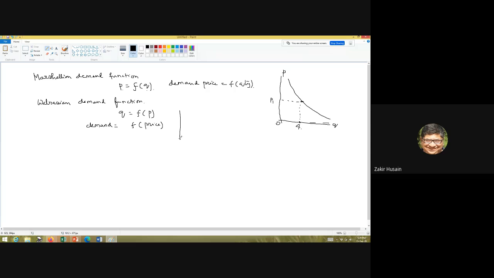Walras looks at it in this way. You come to me and I say, look, this is the price. And you say, okay, fine. In that case, this is the maximum amount that I'm going to buy. Do you get this? Here, the movement is like this. Here, the movement is like this.